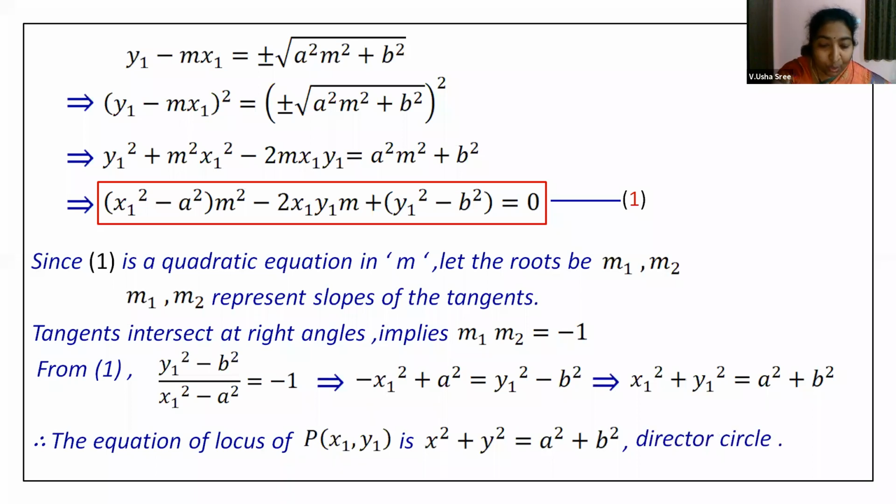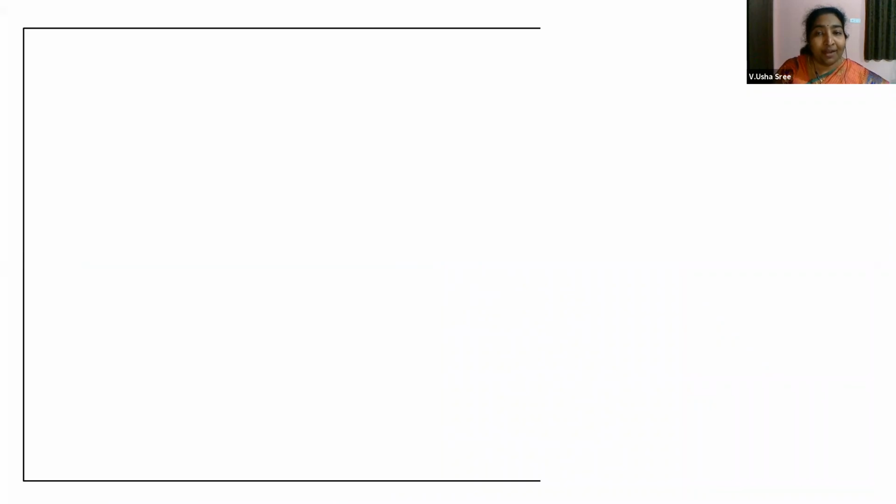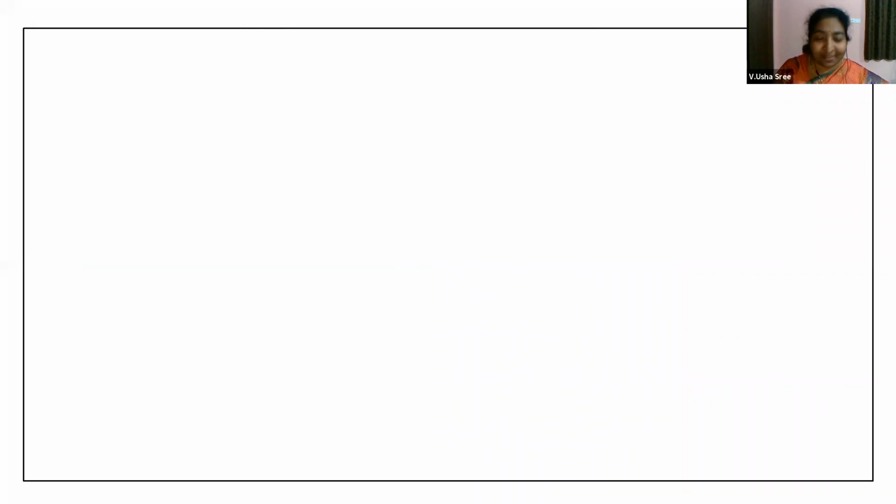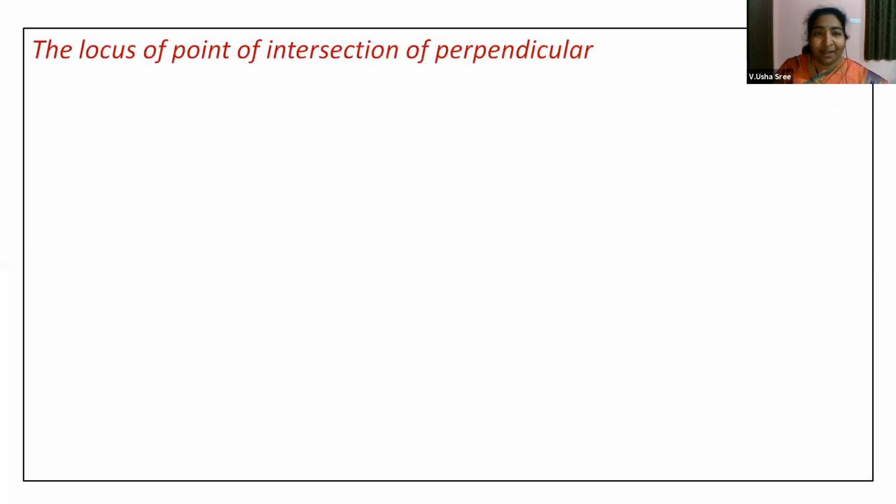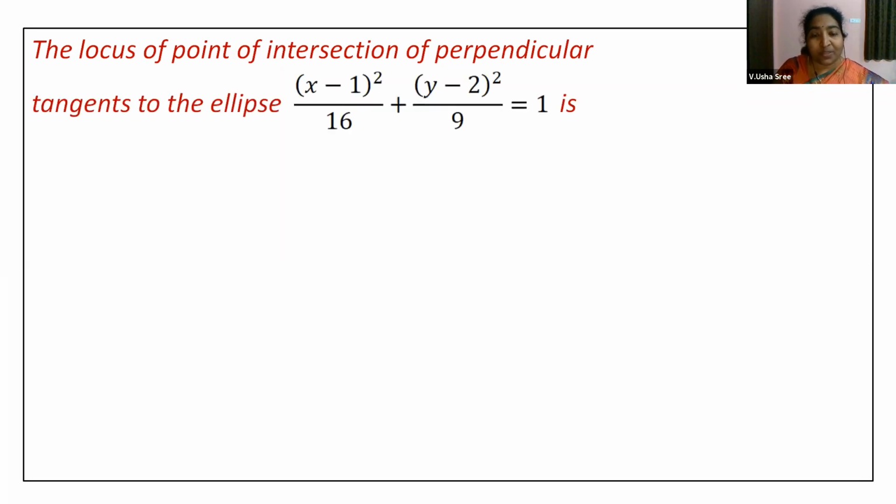Right. Now, quickly, based on this, we will try to see one multiple choice question. When I say multiple choice question, you need to understand that it is a question which will be posed to you in competitive exams like MHT CET and JEE Main. The locus of point of intersection of perpendicular tangents to the ellipse (x minus 1) whole square by 16 plus (y minus 2) whole square by 9 equal to 1 is.